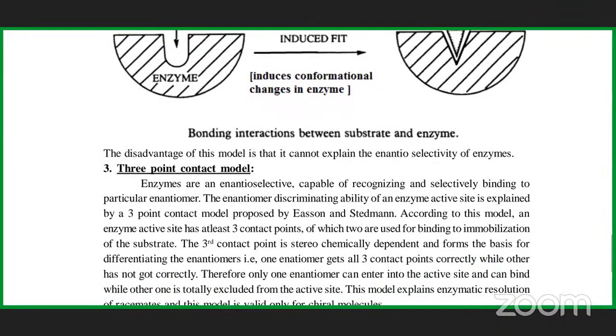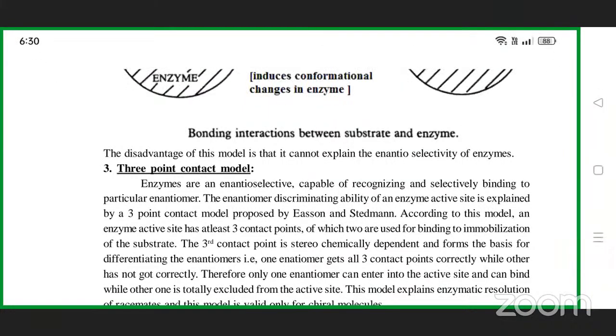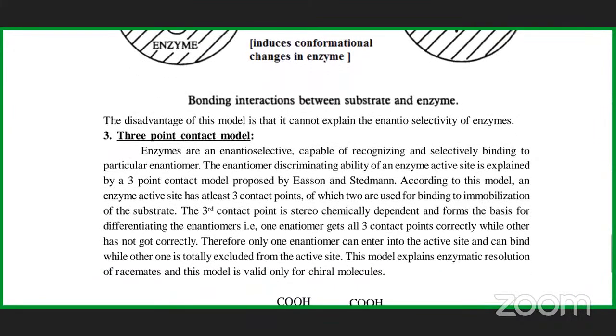And one more model is proposed to explain the enantiomer selectivity, which is the three-point contact model. In the three-point contact model, enzymes are enantioselective and are capable of recognizing and selectively binding to a particular enantiomer.